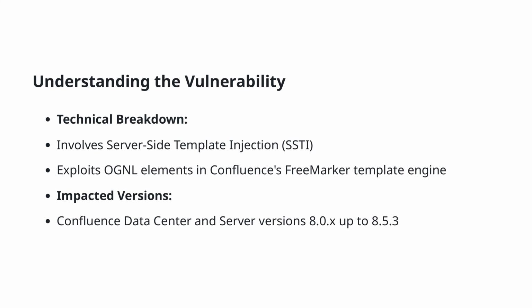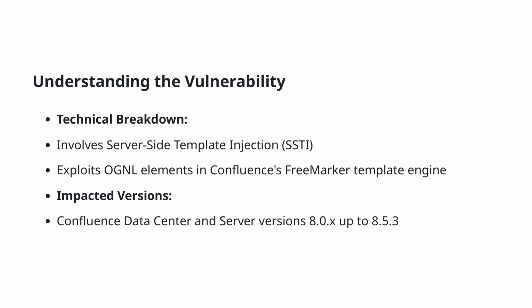In this slide, we delve into the technical breakdown of CVE-2023-22527 to understand its mechanics. This vulnerability involves server-side template injection, or SSTI, which is leveraged to exploit OGNL elements within Confluence's FreeMarker template engine. The key aspect here is how an attacker can manipulate template processing to execute arbitrary code on the server.